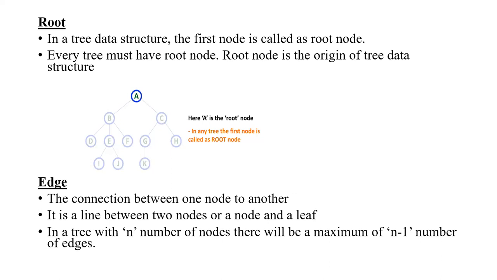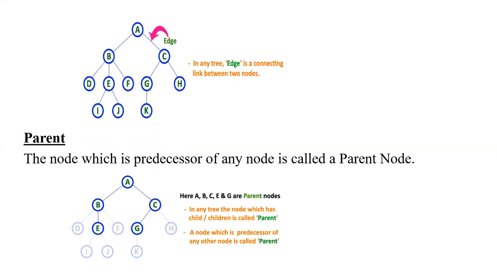Edge. Connection between one node and another is going to be called as edge. It is a line between two nodes or a node and a leaf. In a tree with n number of nodes, there will be a maximum of n minus 1 number of edges. So in this diagram, the lines which have been connecting the nodes A and C, C and H, and so on, are going to be called as edges.